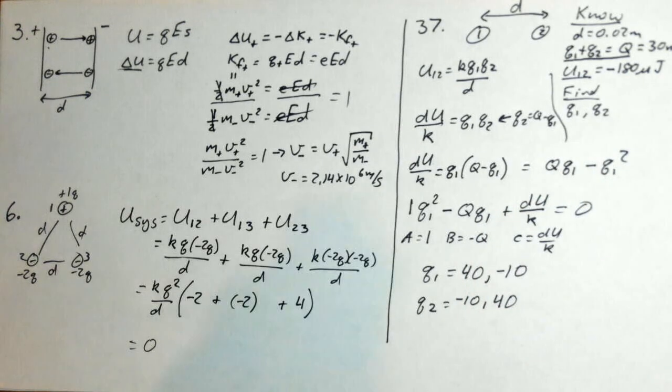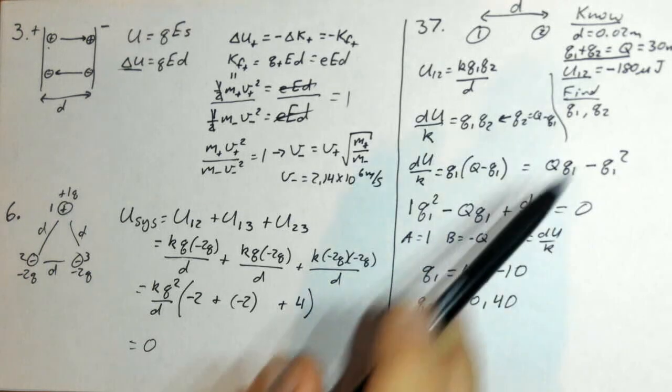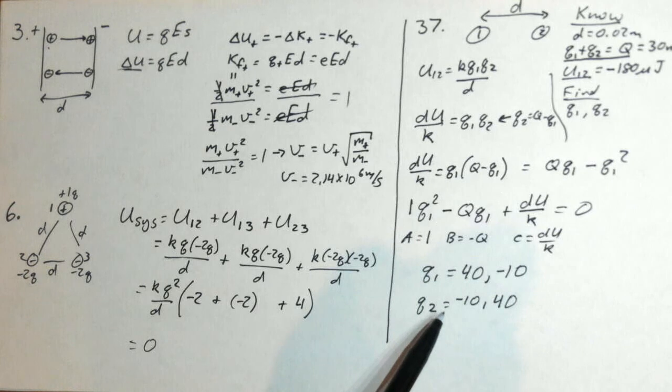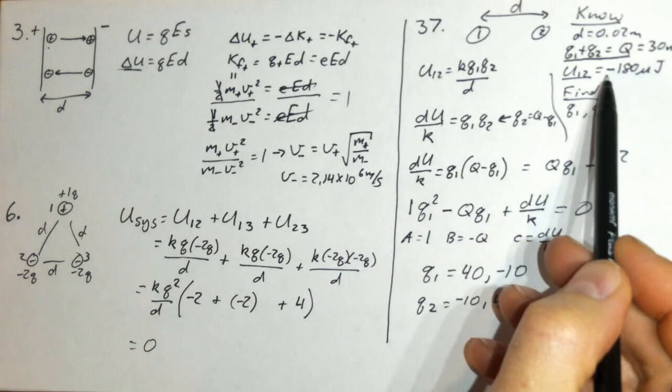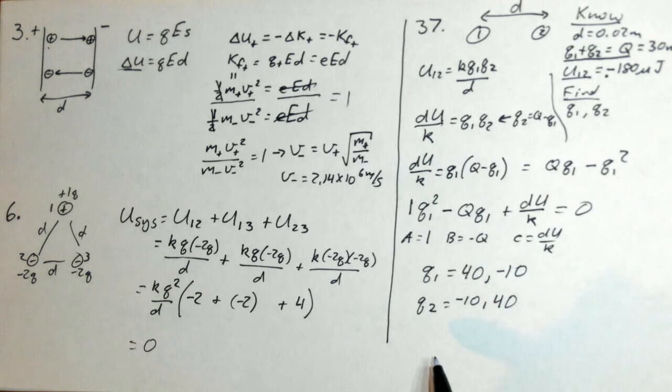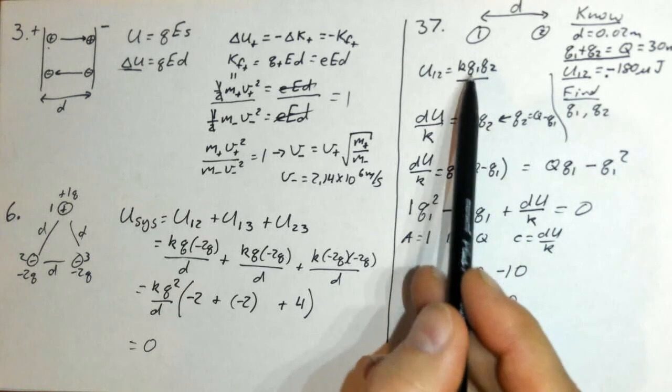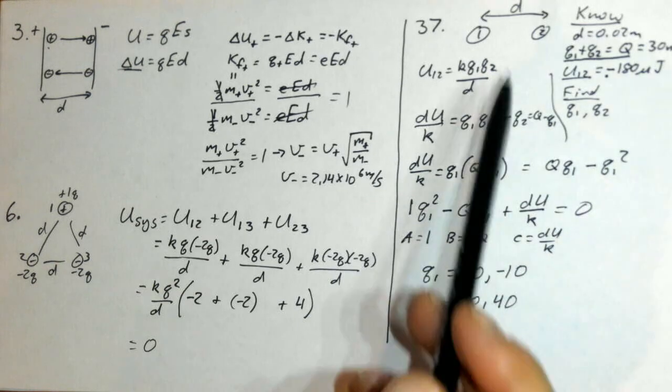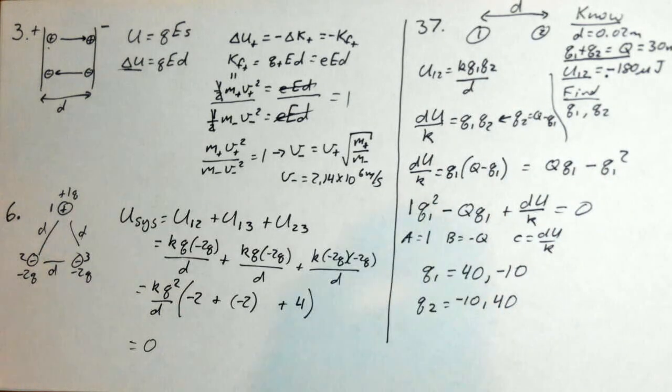Okay. So if Q1 is 40 and Q2 is negative 10, well, Q1 plus Q2 is 30, like it ought to. And they're opposite sign like they should, because the only way to get a negative potential energy is with opposite sign charges. Or if Q1 was negative 10, well, then Q2 would be 40. It still works. It doesn't matter the position of these two. That's why Q1 could be either. It doesn't matter which one goes where. So we can just choose that one if we'd like to. Okay, and those would be in nanocoulombs. All right, so that is the end of this lecture.